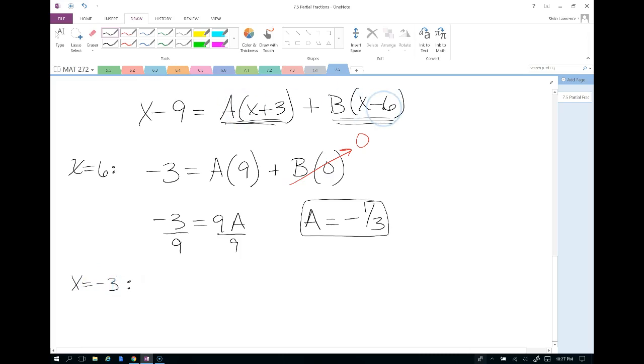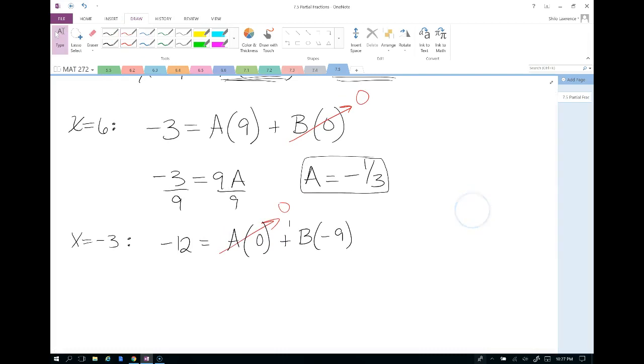So I'm going to go through that entire equation again here and replace all my x's with negative 3's. On the left, I've got negative 3 minus 9, which is negative 12. A times negative 3 plus 3 is 0. And b times negative 3 minus 6 is negative 9. And the whole a term just zeroes out. And we replace the x's, so now we're just left with an equation that we can solve for b. So negative 12 equals negative 9b, which means b must be 4/3.